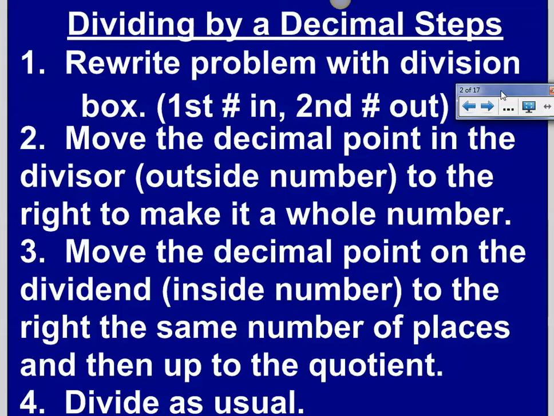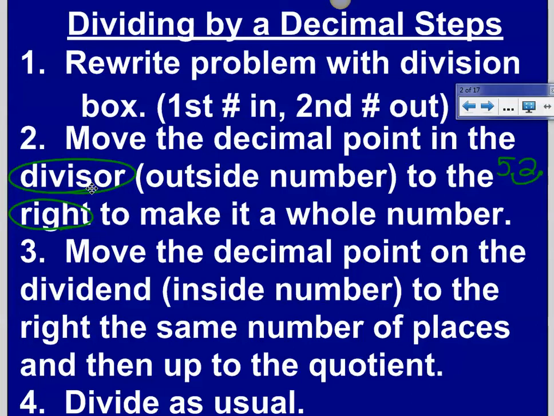Now, it's going to get a little bit more complicated with step 2. It says move the decimal point in the divisor. So let's fill in the word divisor on our notes. That's the outside number to the right to make it a whole number. So if I had a number like 5.2, I would move it over one time to the right to turn it into a whole number. So I'm going to turn 5.2 into 52.